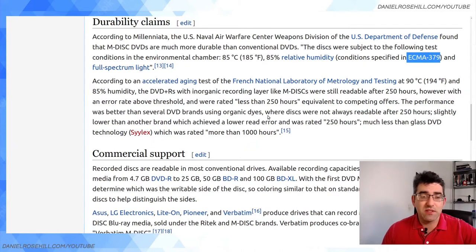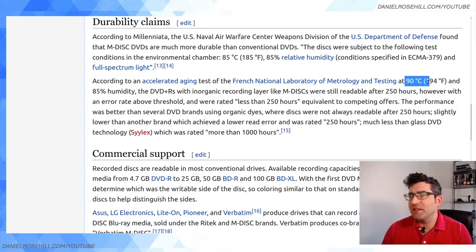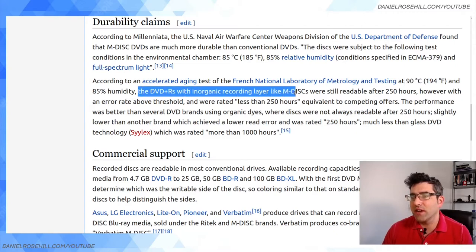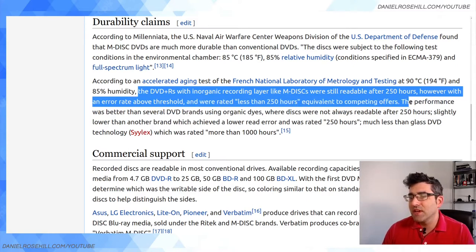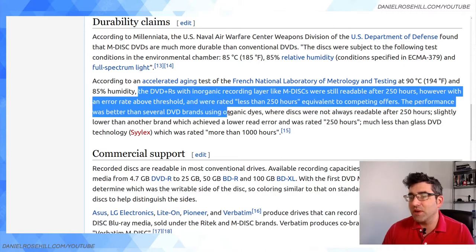According to the DOD, they looked at it, and then also the French National Laboratory of Metrology and Testing, so that's presumably some kind of equivalent body. They did 90 degrees, so slightly higher than the DOD, and also 85% humidity. The DVD-Rs with inorganic recording layer like M-Disc were still readable after 250 hours, however, with an error rate above threshold. Ooh, controversial. And were rated less than 250 hours equivalent to competing offers. The performance was better than several DVD brands using organic dyes.